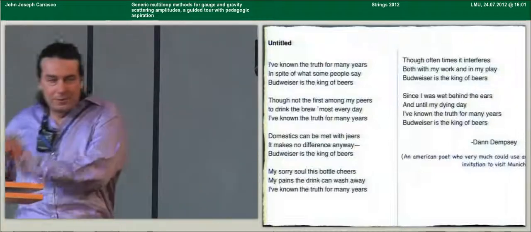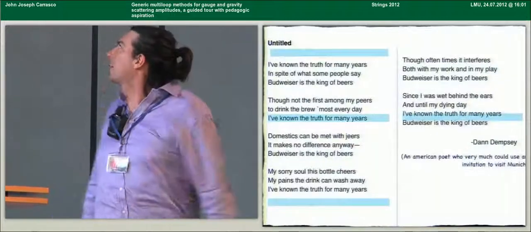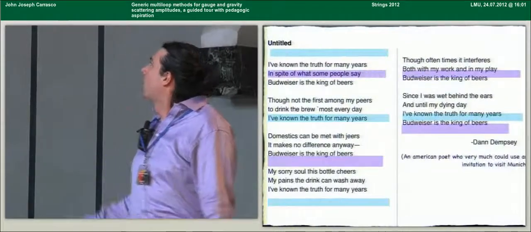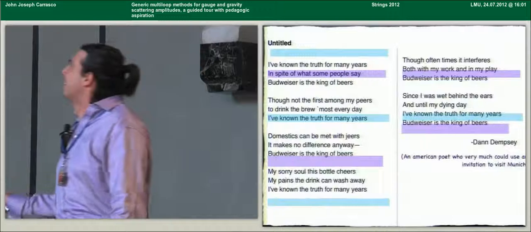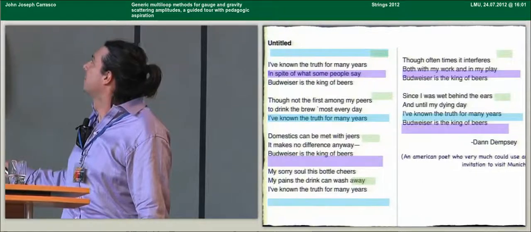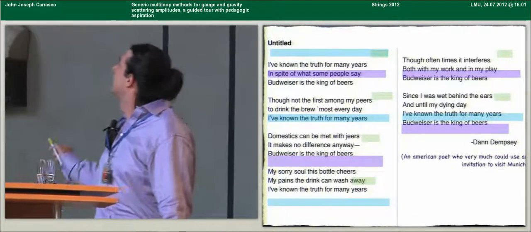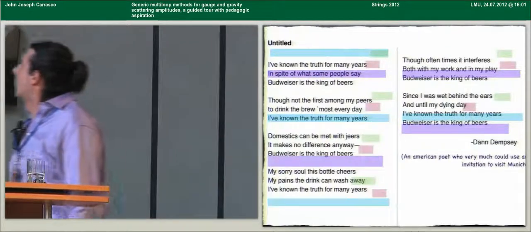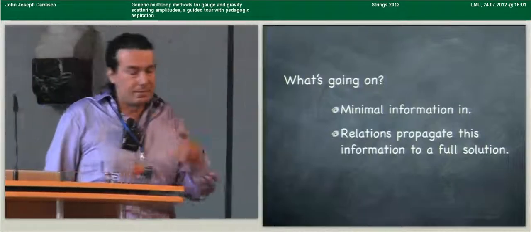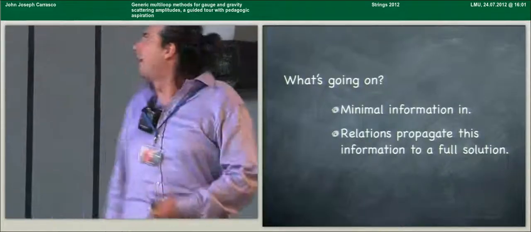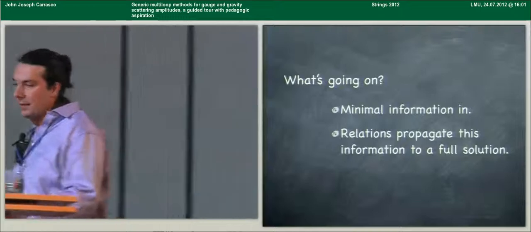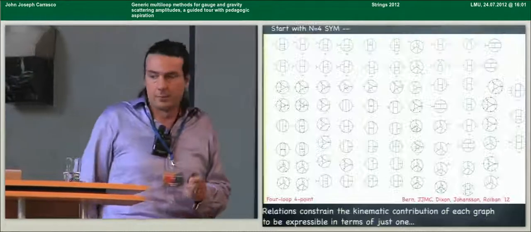But what I'd like you to note with this fairly constrained poem is that all those lines have to be the same. All those lines have to rhyme. All those words have to rhyme: years, peers, jeers, cheers, interferes, ears. So what's going on is that you put a minimal amount of information in, and it propagates to a full solution. This is exactly how we're using these constrained relations to calculate at multi-loop.